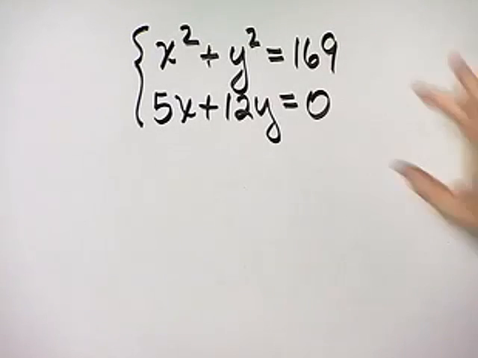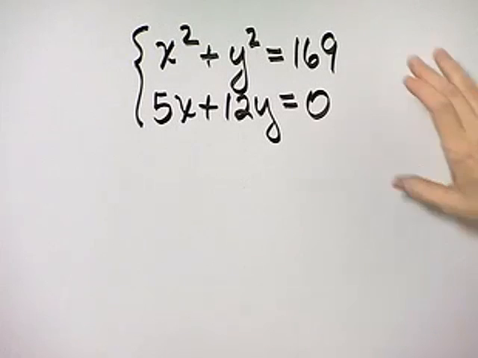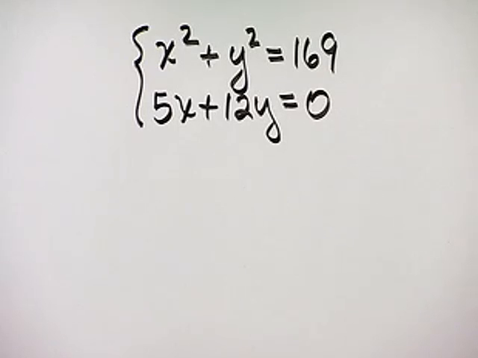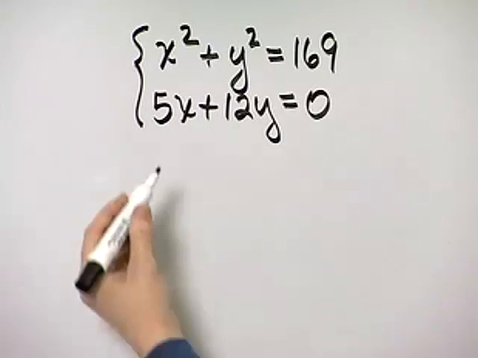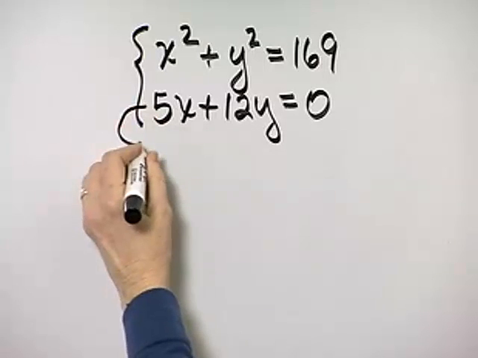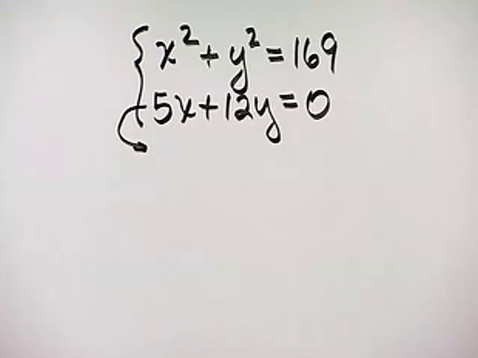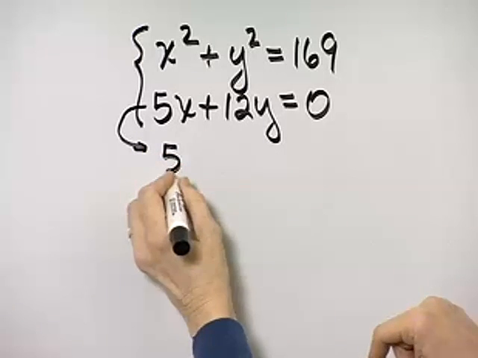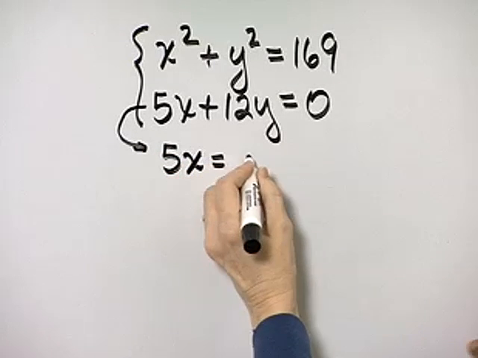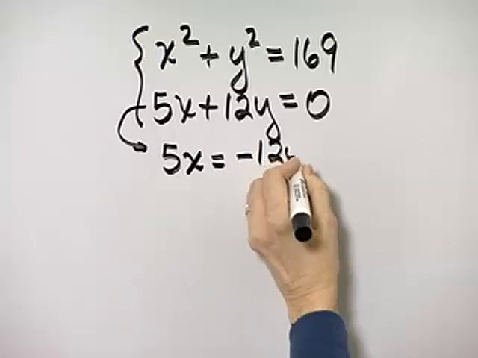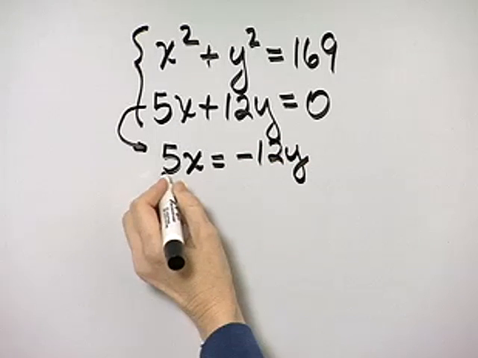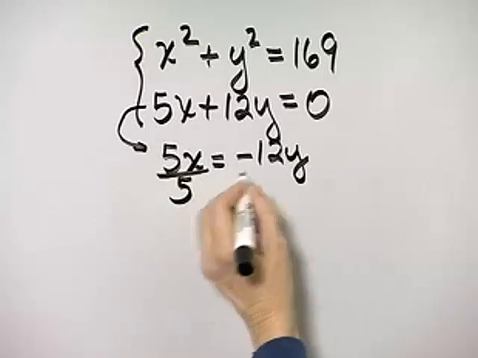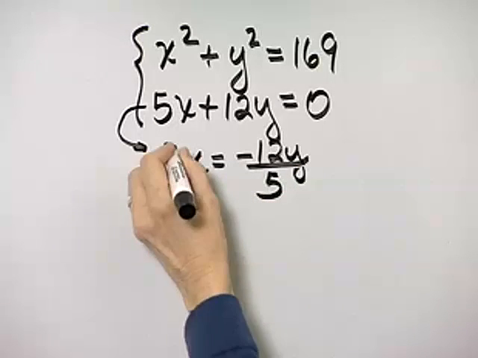Let's solve this system of equations. And notice this is a nonlinear system of equations. Let's choose one of these equations. I'll choose the second one, and I'll go ahead and solve this for x. So 5x is equal to negative 12y, and to finish solving for x, I'll divide both sides by 5.